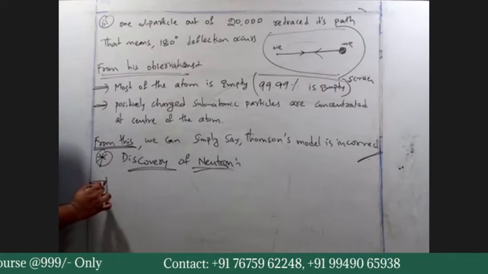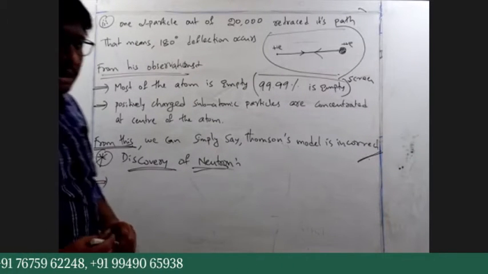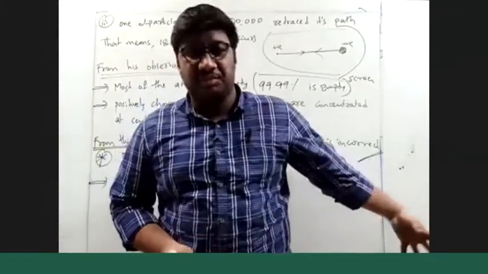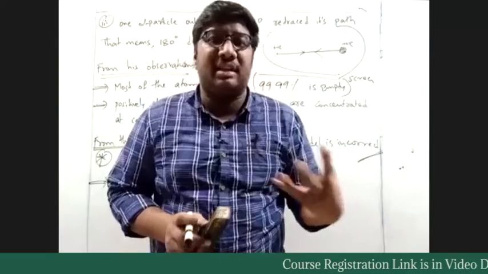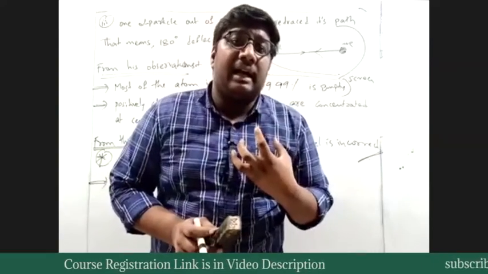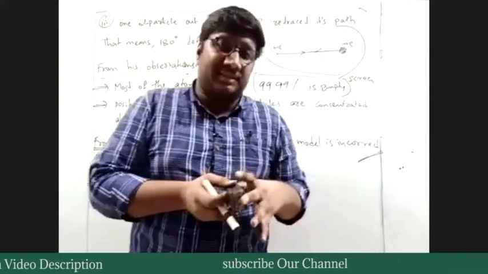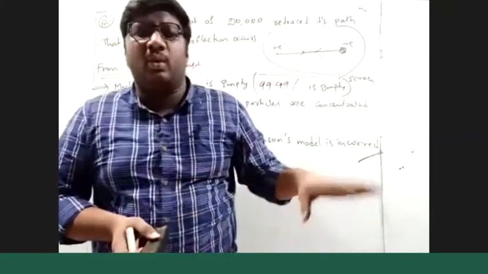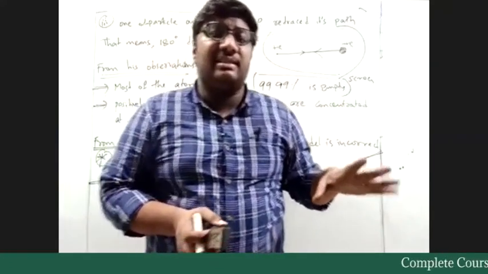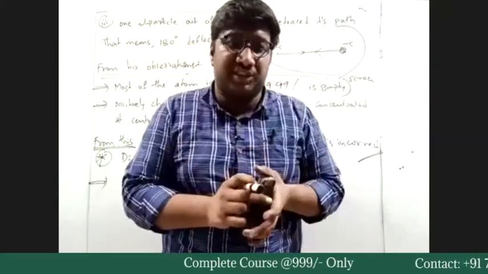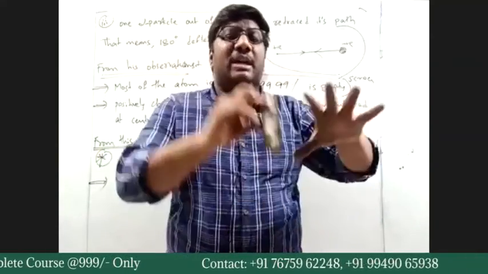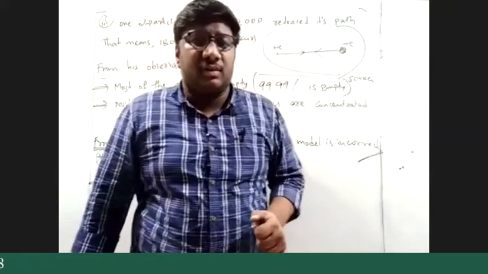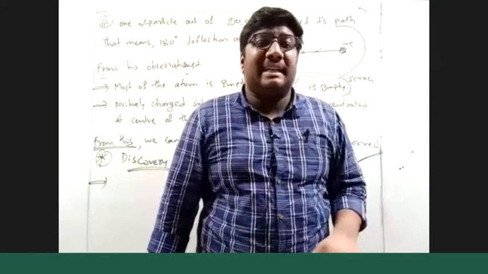So, discovery of neutron. What the scientists thought was that an atom consists only of electrons and protons. If I have 10 students in my class, and I know the total weight of the class, neglecting all the benches, books, everything, only the weight of the students, I know the total weight of 10 students, and I am saying only a few students are present inside the class.